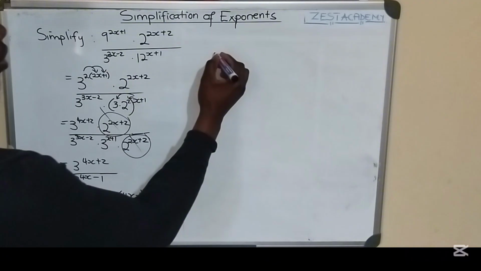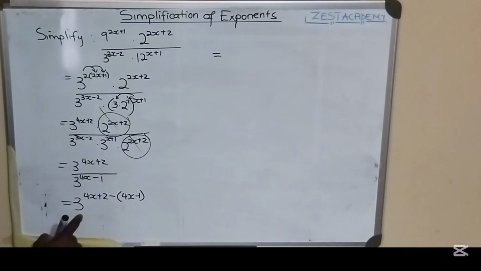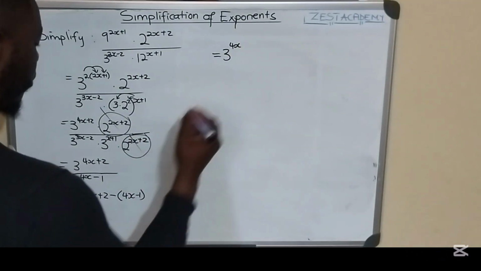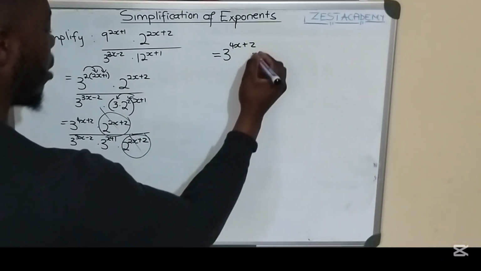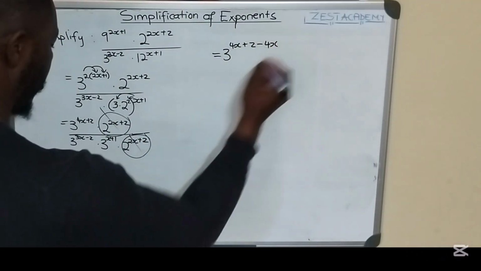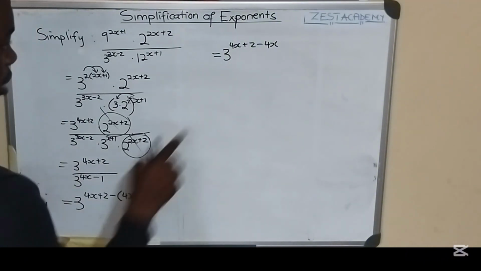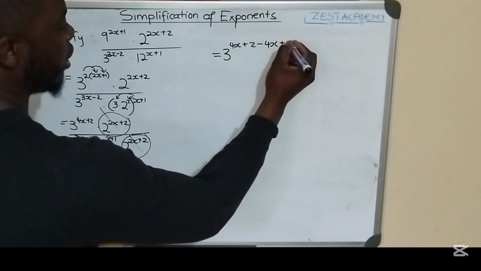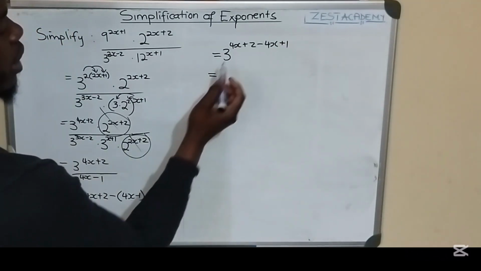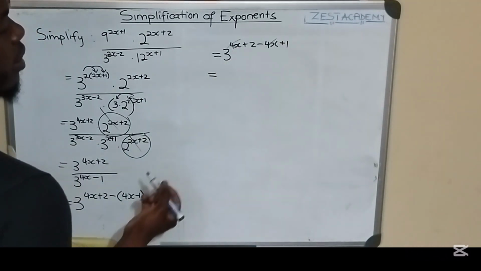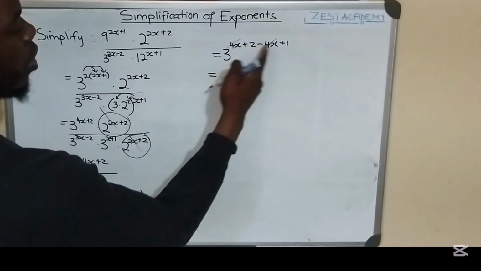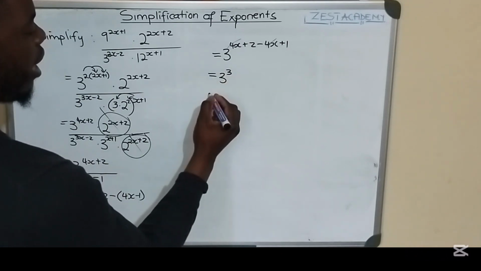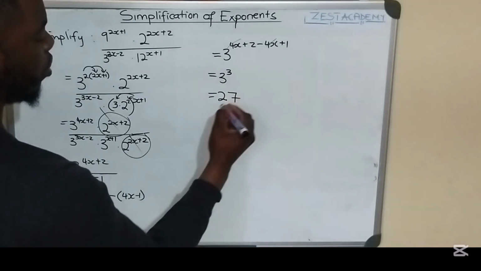If we do so, what do we obtain? Here we're going to have 4x plus 2 minus 4x, because negative times positive gives minus 4x, and then negative times negative is positive 1. So 4x minus 4x, and then we have 2 plus 1, so that's going to be 3 to the power of 3, and that is equal to 27.